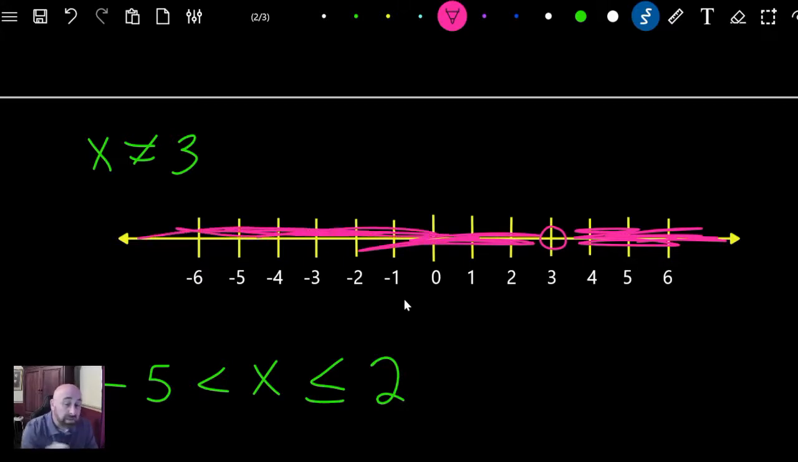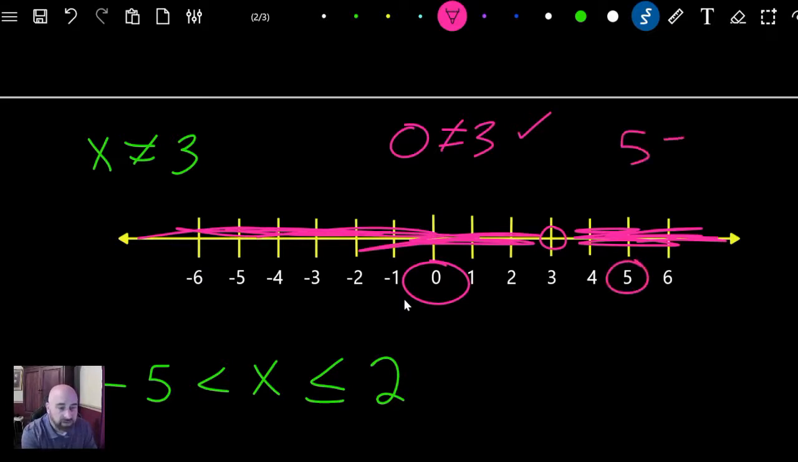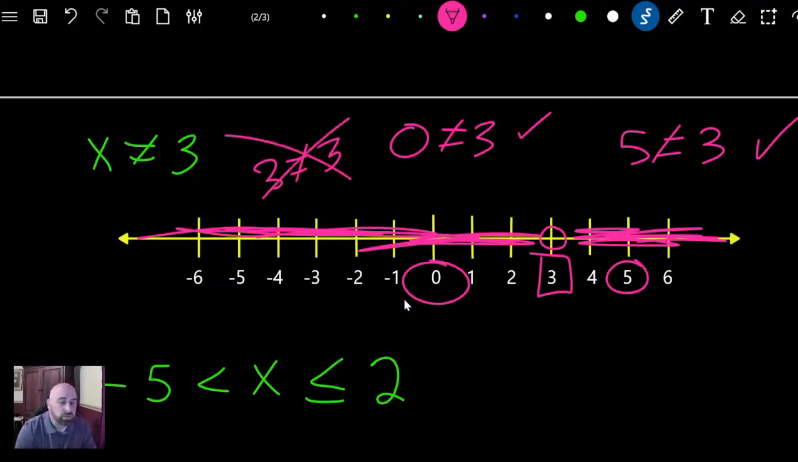Why? Because anything works. For example, let's use the number 0. 0 is not equal to 3. Well, that's true. Let's try the number 5. 5 is also not equal to 3. Yes, that's also true. What's the only one that doesn't work? This one right here. 3 is not equal to 3. Well, no, that doesn't work. So to show that on the graph, that's where we put this little bubble around the 3. We say that one, it's not included.